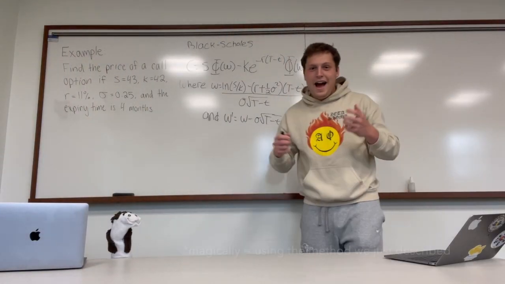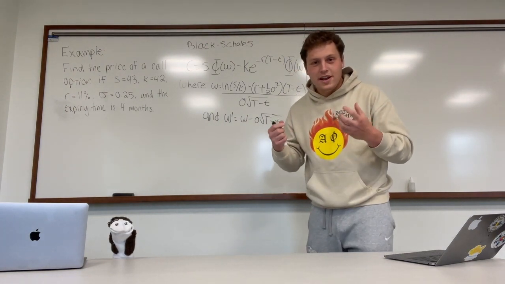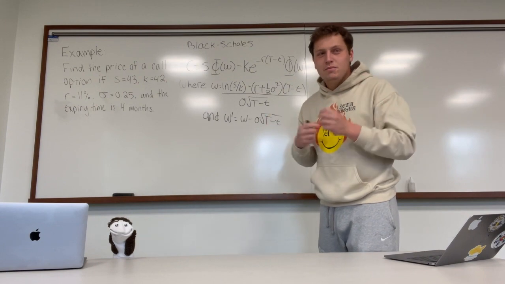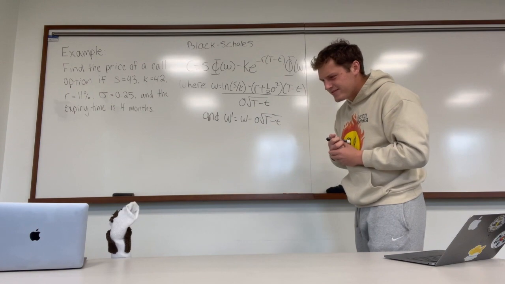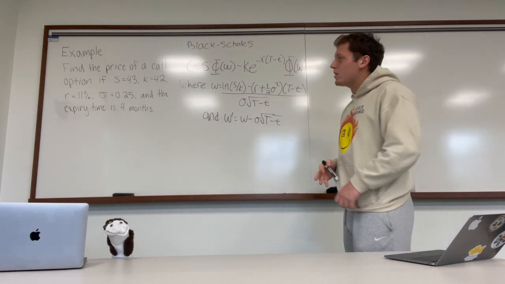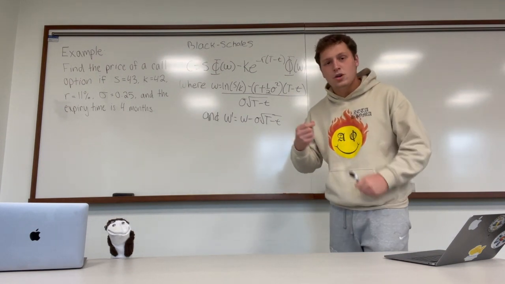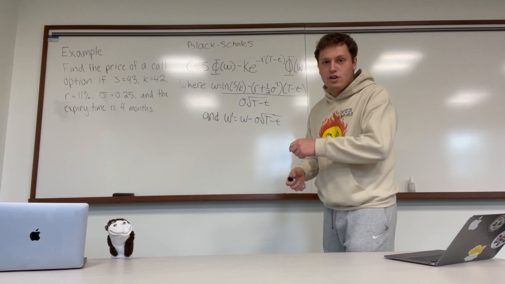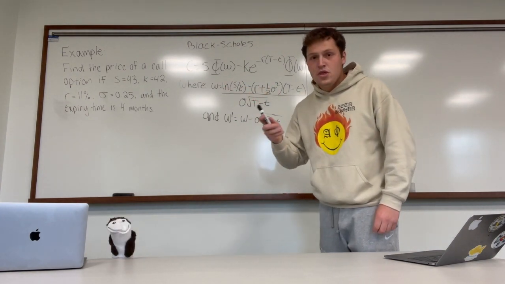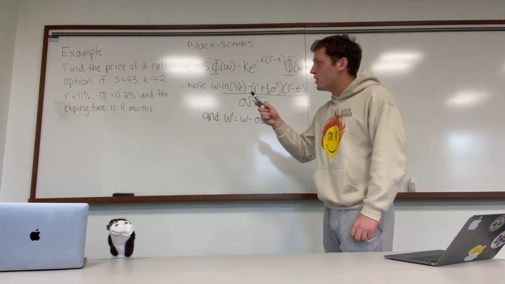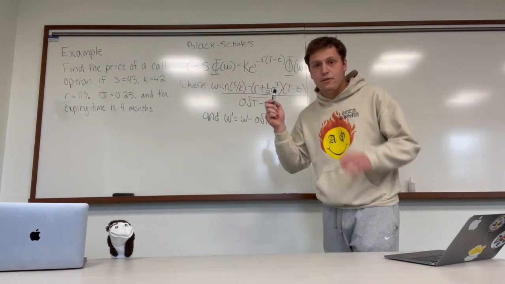So now, after we magically got to the Black-Scholes equation, we're going to use it and do an example about some company. Let's call it a sock company. Why not, right? Good idea, Sock. Of course. So here's the example. We're going to find the price of a call option if the stock is worth $43, but we want to buy a call option at the strike price $42. There's a risk-free interest rate of 11%. The volatility of the stock is 0.25, and our call option will be valid for 4 months until it expires.